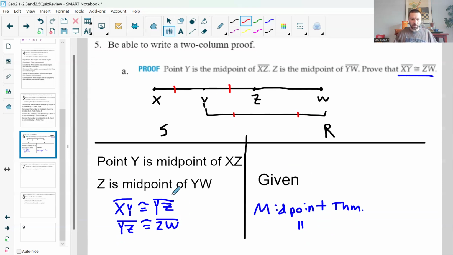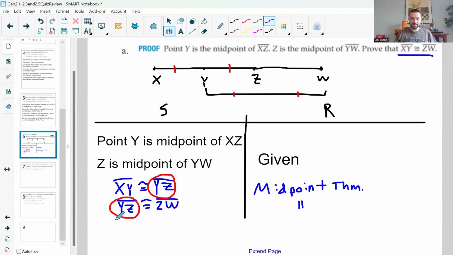And then look, we got YZ here. XY is congruent to YZ, and guess what? So is ZW. So you're going to see your favorite new property once again. We're going to say XY is congruent to ZW by the transitive property.